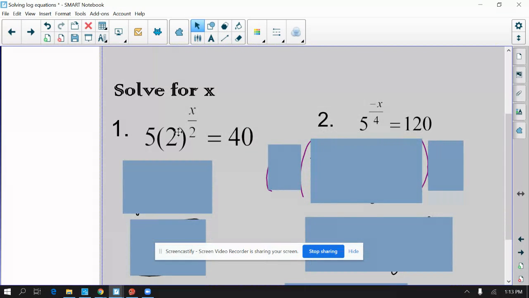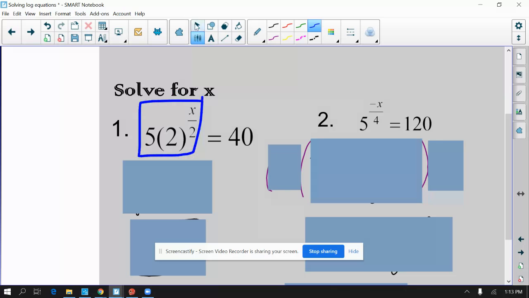So 5 times 2 raised to the x over 2 equals 40. Only the 2 is being raised to the x over 2. If you're thinking, ooh, 5 times 2 is 10. Oh, that's bad news, guys. You just broke the order of operations. You can't multiply before you take care of exponents. So if this was all you had, you'd be stuck.